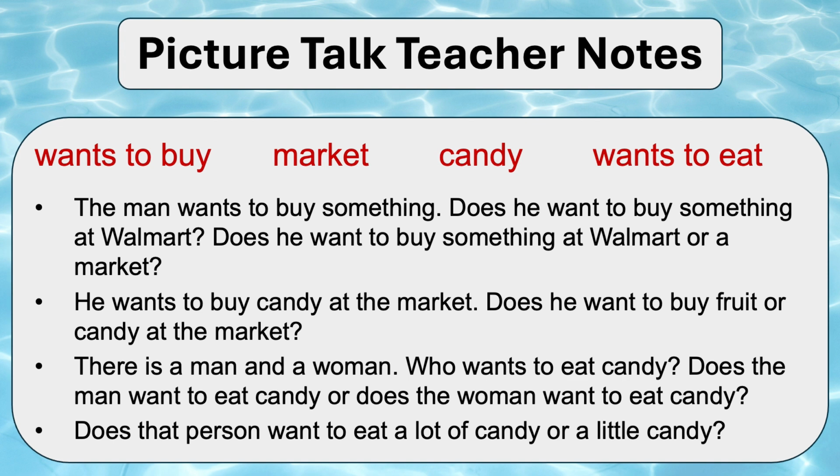And the next topic, it says, there is a man and a woman. Who wants to eat candy? Does the man want to eat candy or does the woman want to eat candy? Here, we're asking students to make some inferences or educated guesses, and they can kind of build a story from there. And the last one, it says, does that person want to eat a lot of candy or a little candy? So looking at the photo, the students can make guesses and go from there based on what they're seeing.